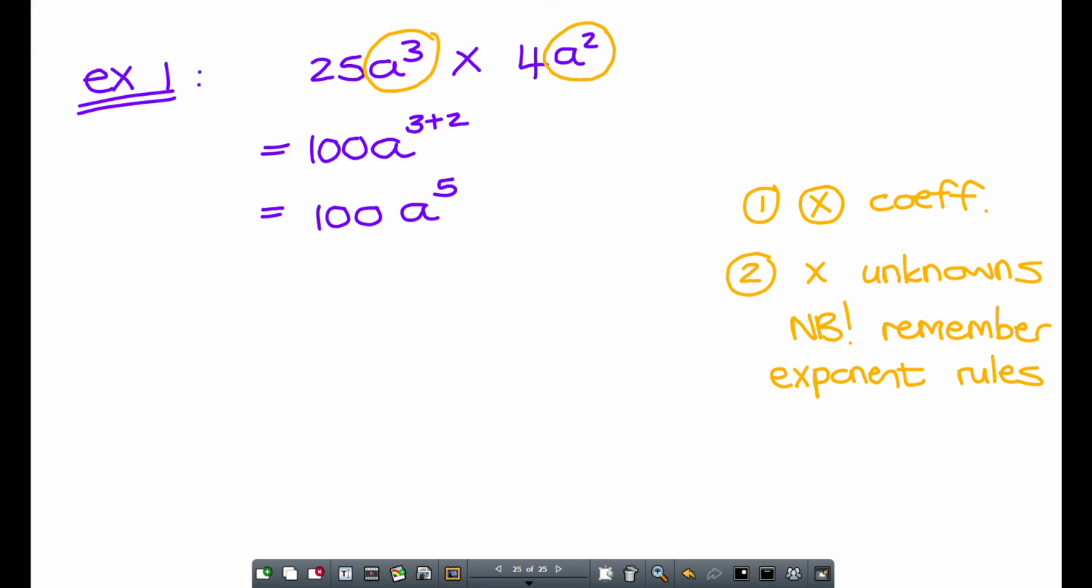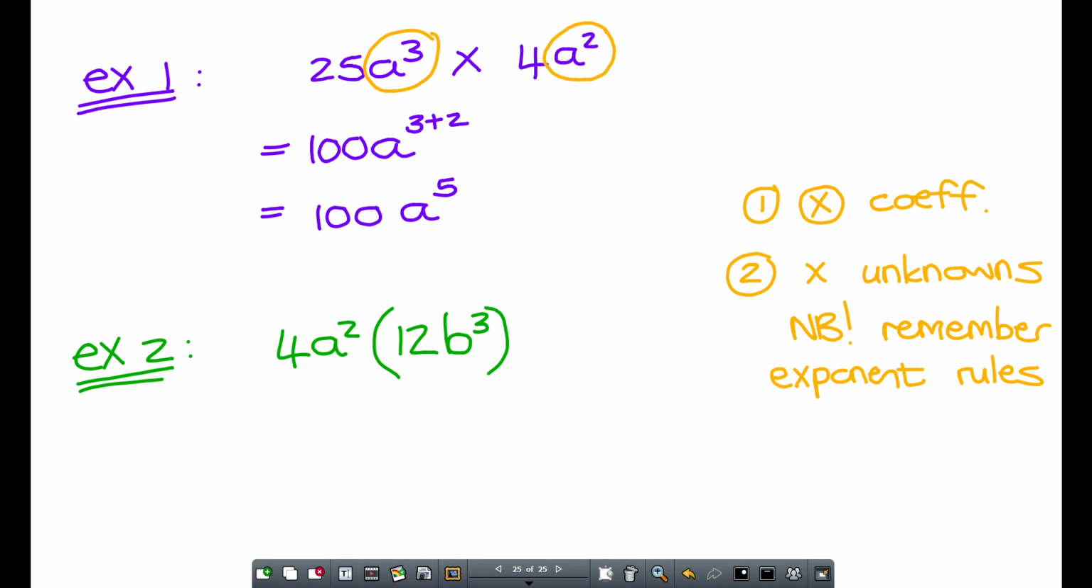Okay, right, so example number 2. Same principle, but just a different way of asking it. I can say, right, 4a to the power of 2, and then I give you a bracket, 12b to the power of 3.